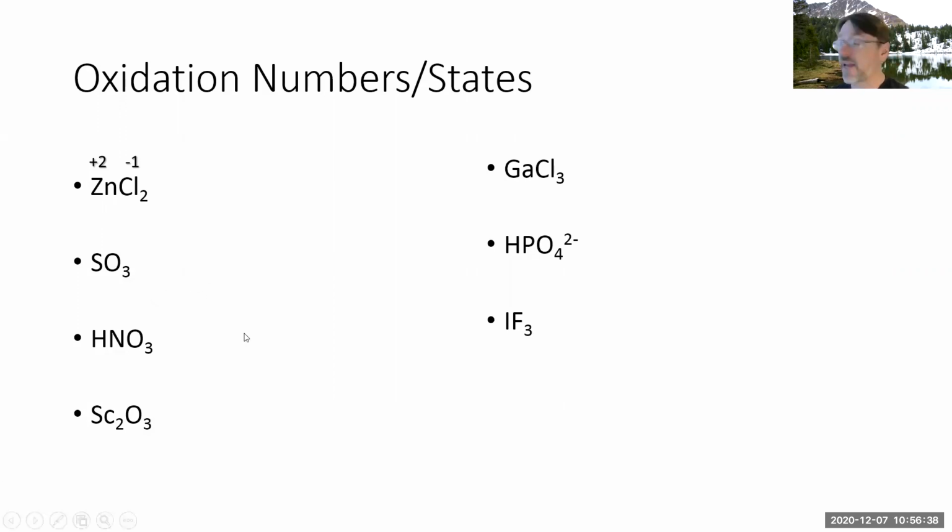Okay, let's now look at the SO3, the next one down. Now, I will tell you in this molecule, each of the oxygens is attached to the central sulfur. This is not a peroxide. So think about what goes for the oxygen, and then think what the sulfur would have to be.